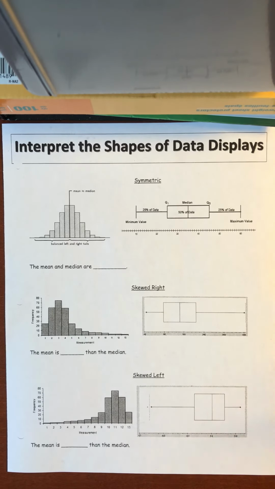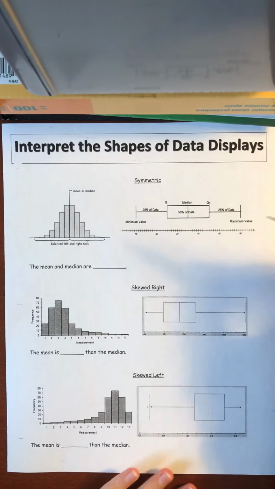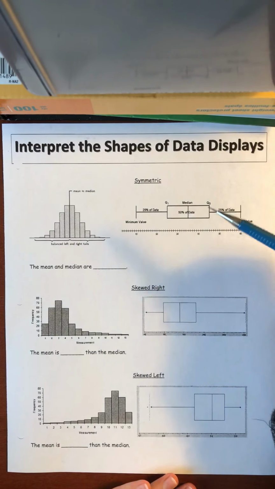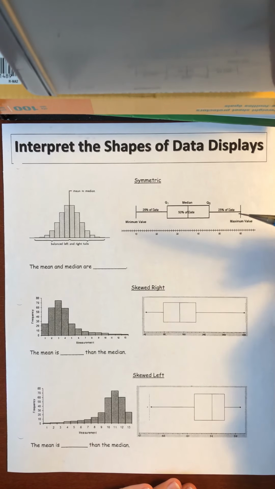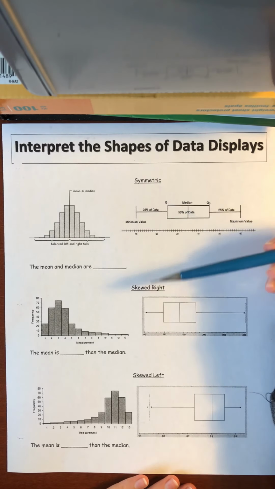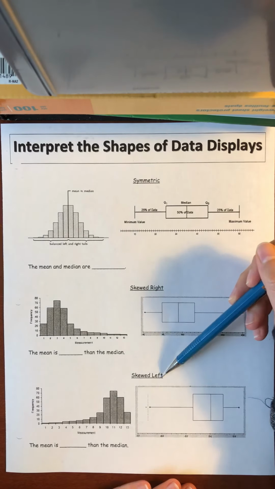Okay, so today we're going to be talking about the shapes of data displays. We did learn about this last year, but it's good to review. So basically, there's three different types of ways that data can be shaped. It could be symmetric, skewed right, or skewed left.